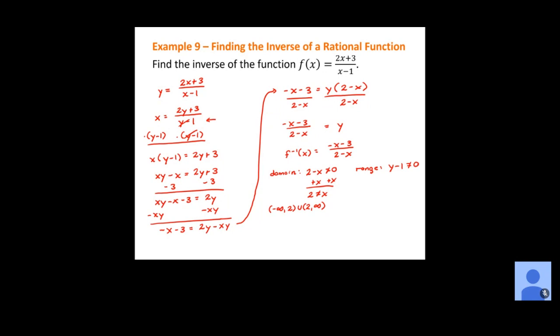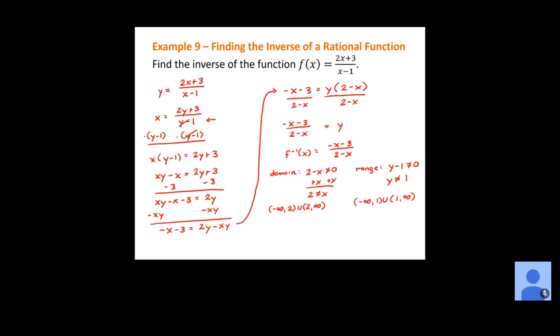So what's our restriction on y going to be this time? One. Good. So y can't be equal to 1. So again, if we put that in interval notation, negative infinity to 1, and 1 to positive infinity.